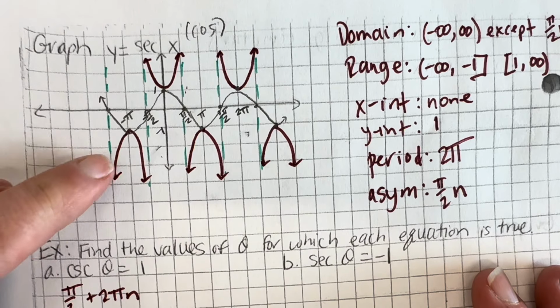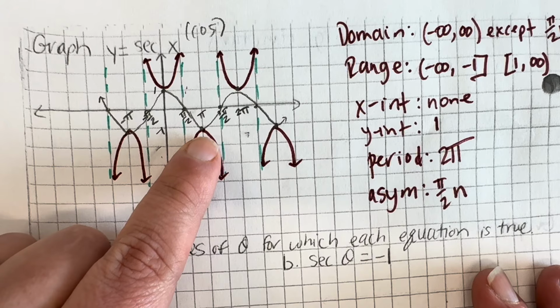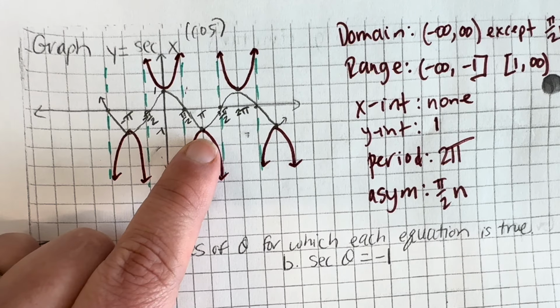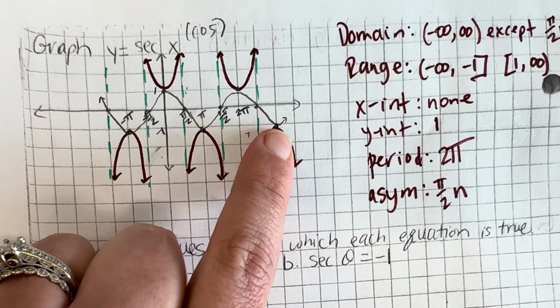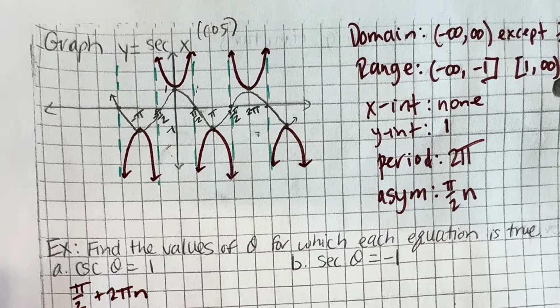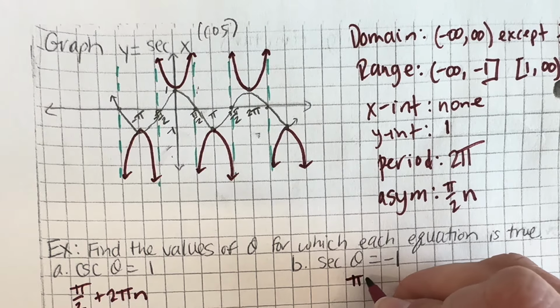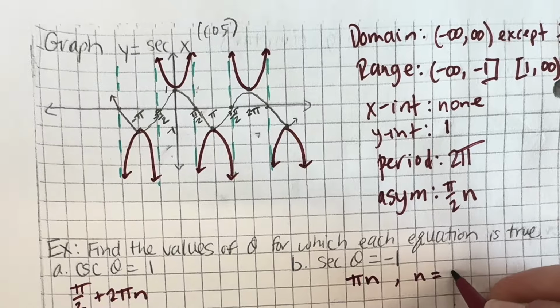We need to know when our secant equals negative 1. Looks like that equals negative 1 at every odd unit of pi. So that's negative 1 pi, 1 pi, 3 pi. Okay, so we're going to need to think of how to write that, and it looks like we're going to write it as pi n, where n is odd.